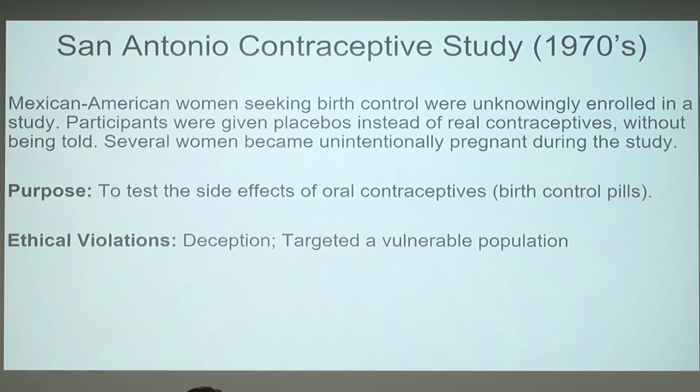So even here in San Antonio, there was a study done that gave placebo contraceptives to Mexican Americans who could not speak English well, and they wanted to test the effectiveness of oral contraceptives and the side effects. Again, deception, and you're targeting a population that doesn't speak English. I mean, again, just not right.